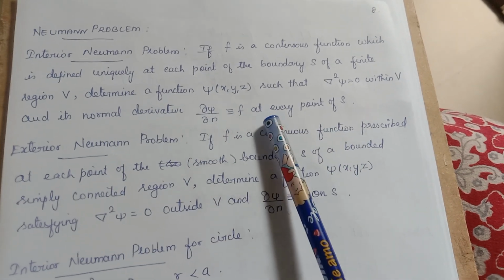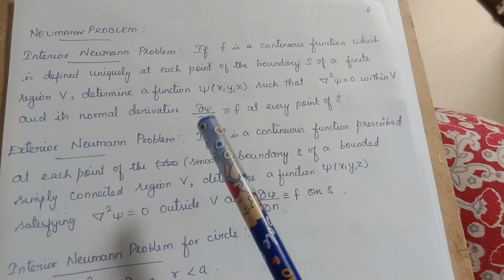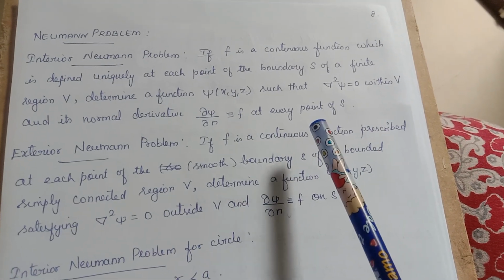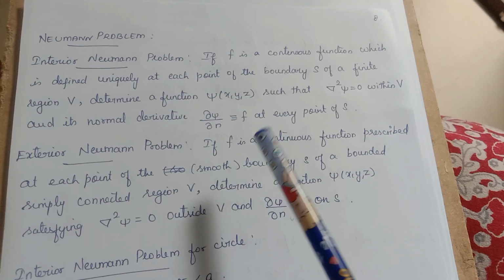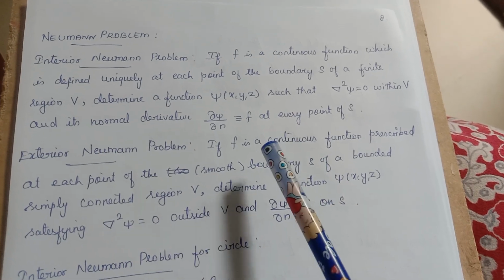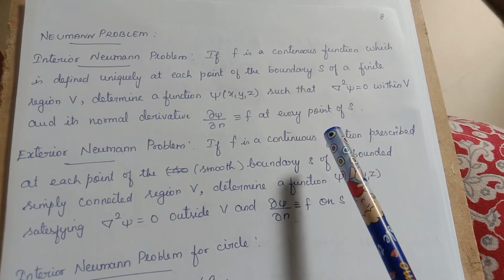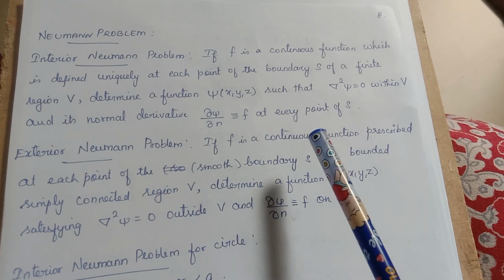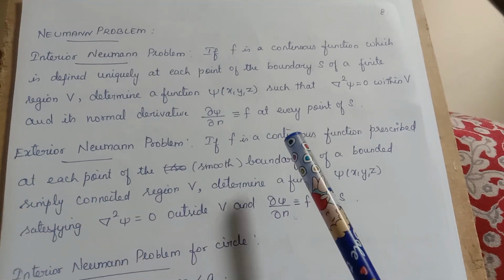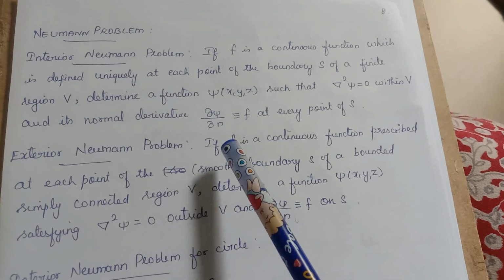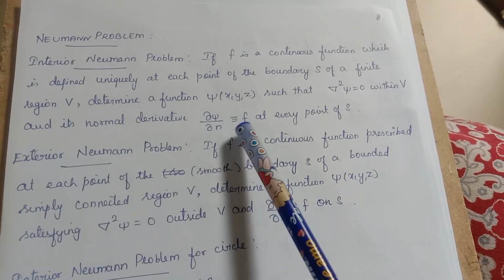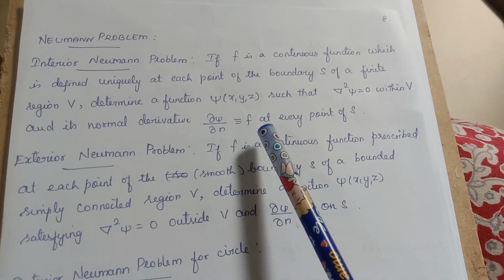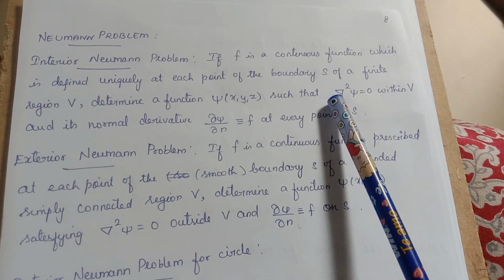Yes, that is the difference between the Dirichlet problem and the Neumann problem. For the Dirichlet problem, on the boundary, the value of the function ψ is equal to some f. Okay, for the Dirichlet problem, ψ = f on the boundary. But for the Neumann problem, ∂ψ/∂n = f. That is the only difference. For both problems, ∇²ψ = 0.